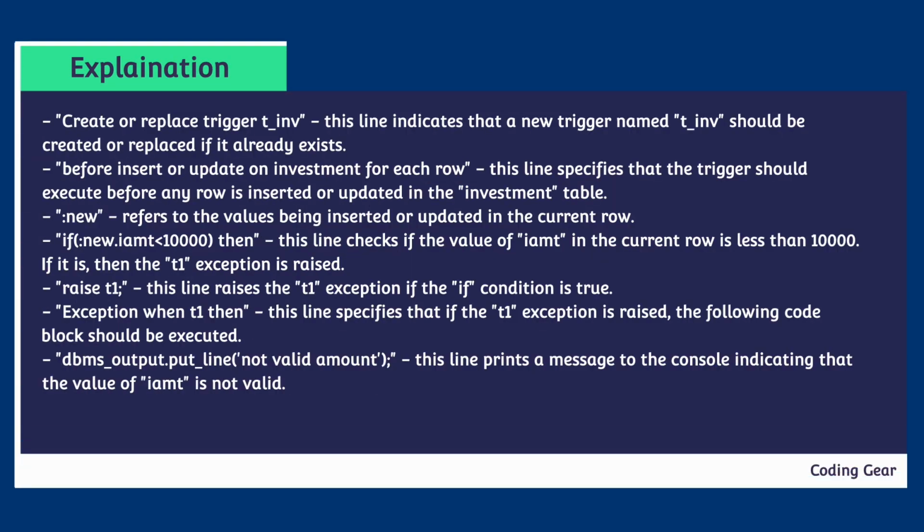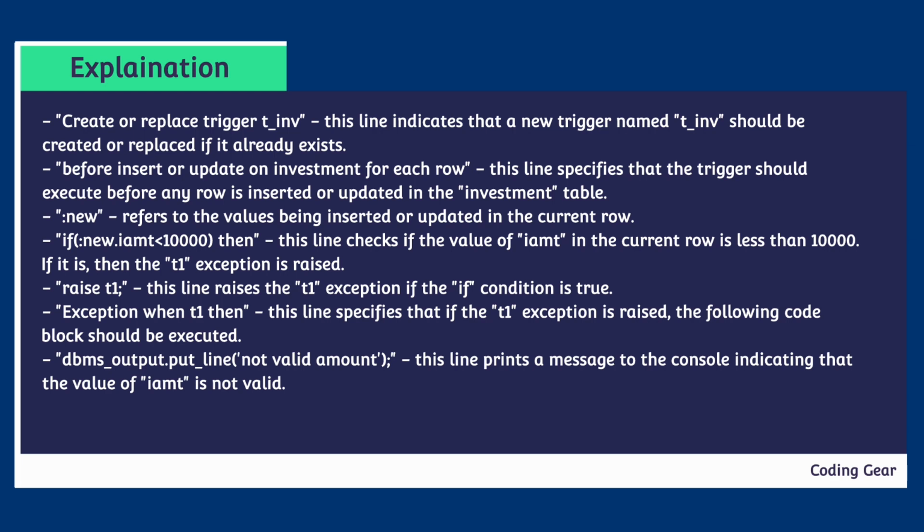Explanation. Create or replace trigger T_NB. This line indicates that a new trigger named T_NB should be created or replaced if it already exists. Before insert or update on investment for each row, this line specifies that the trigger should execute before any row is inserted or updated in the investment table.